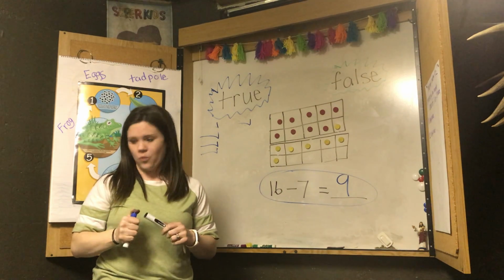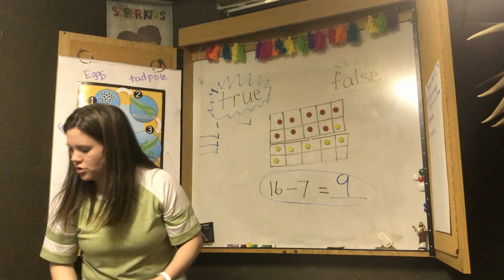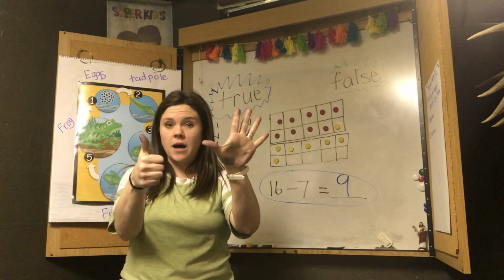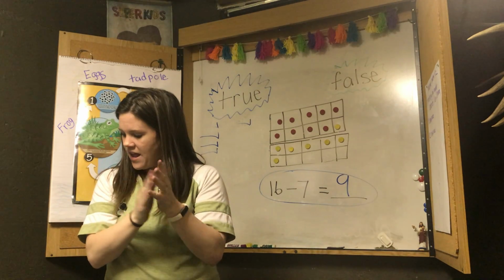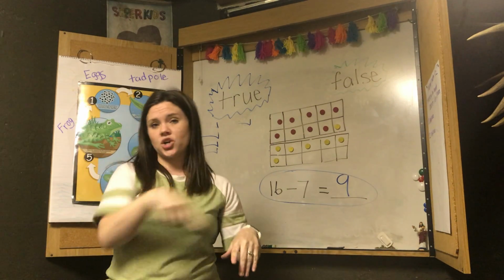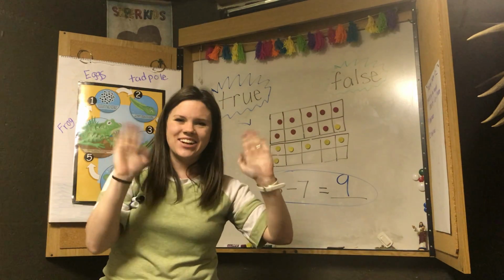Super, super work, guys. Okay, I want you to solve the 6 problems on page 365 all by yourself. If they are true, you're going to circle them. If they are false, you're going to give them an X. Talk to you later, guys. Bye.